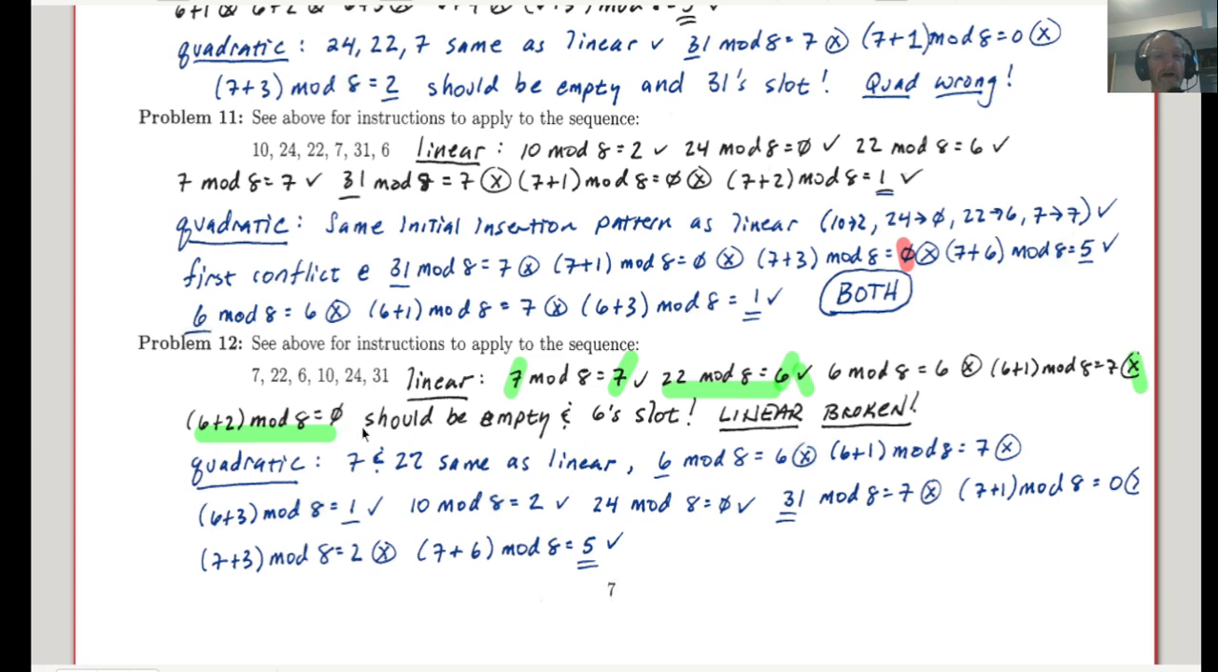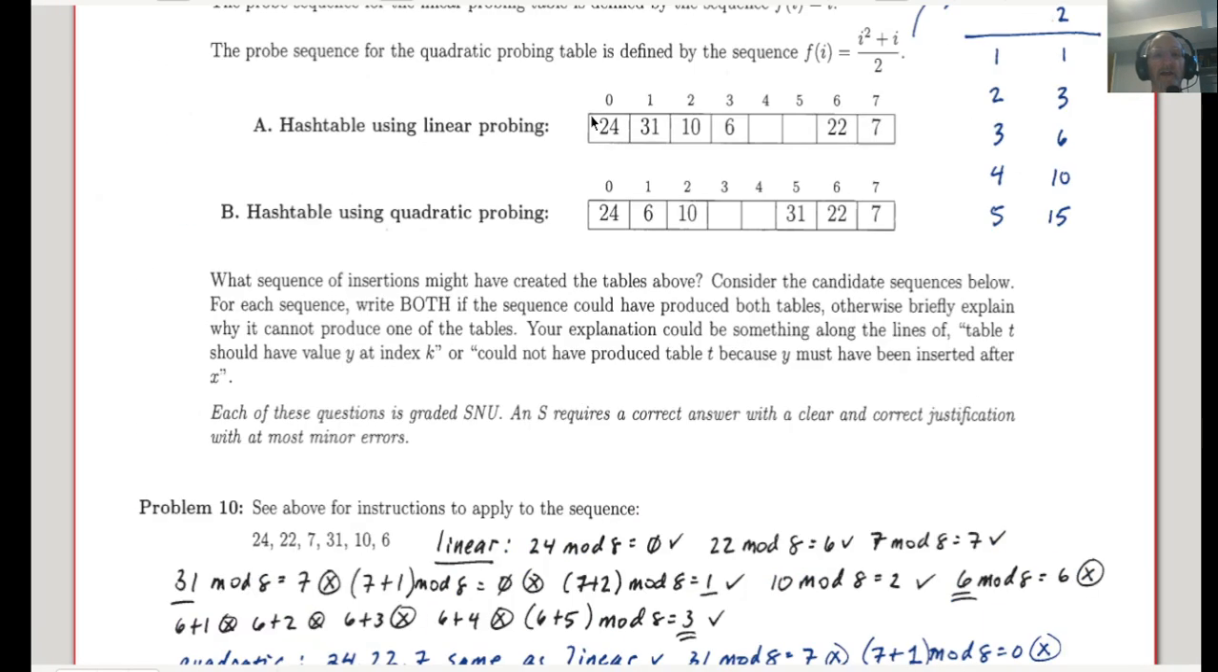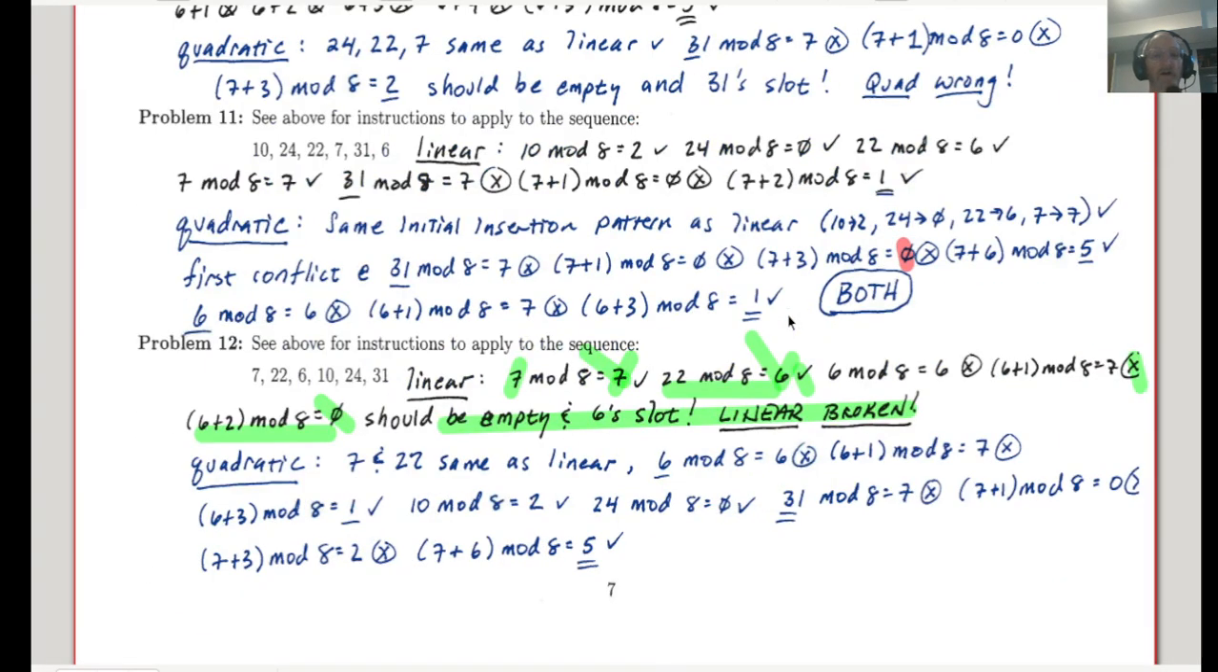Yes, that's true. Have we used 0 yet? We've only used slots 7 and 6. Yeah, we are inserting the value 6. We're on the third element. 6 plus 2 is 8 mod 8. It should go into 0, but, oh, look at that. The 0 slot for table A has the value 24. So it doesn't work for linear.